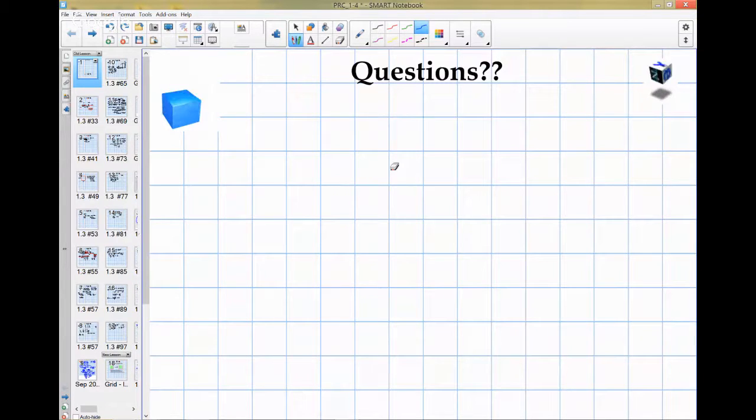Let's open it up. Anybody on hand with questions from lesson 1.3, the mixture problems, and other kinds of problems? Can we try 65 once? Thanks. Okay, number 65. We'll start with that.